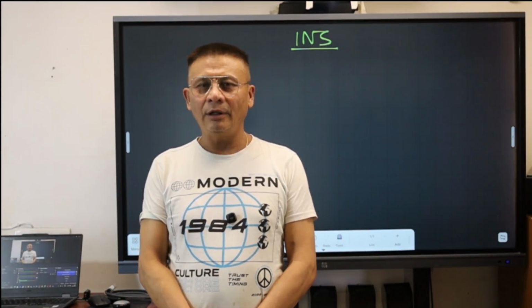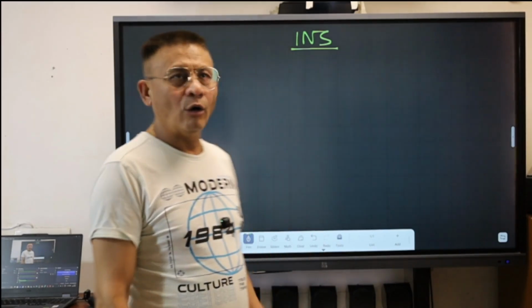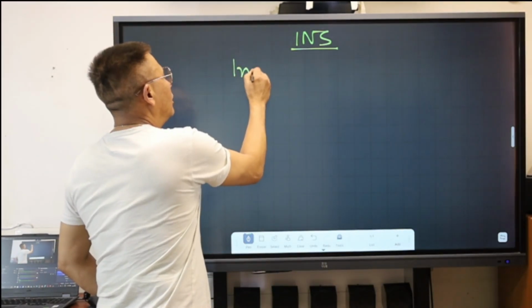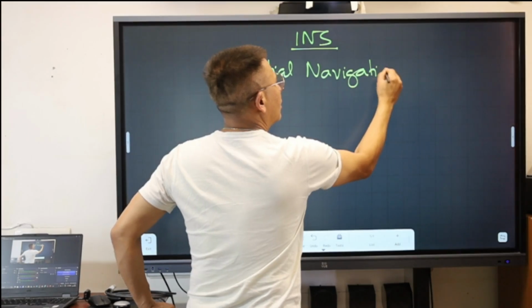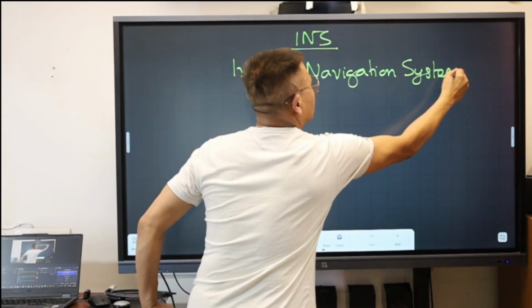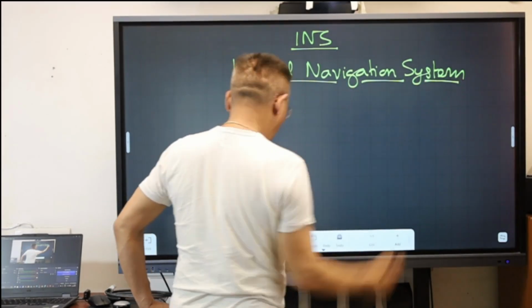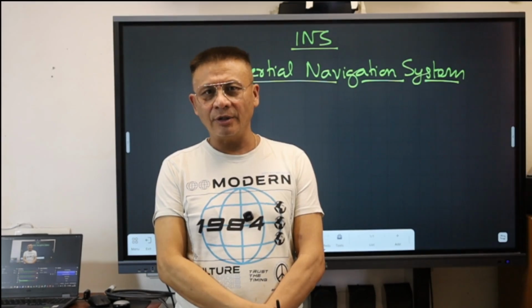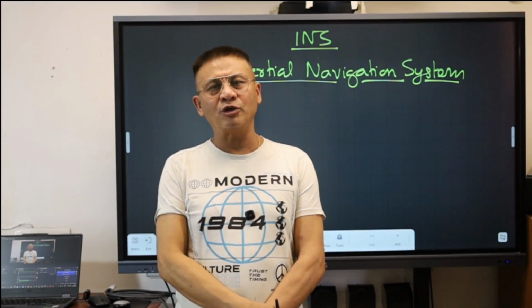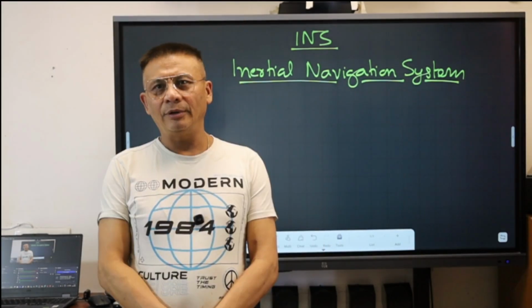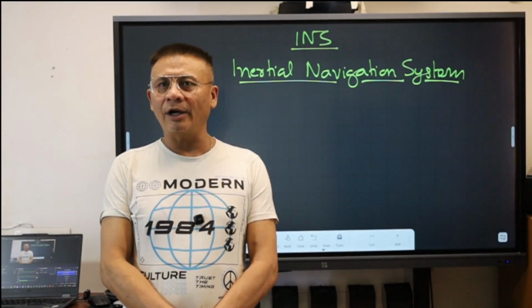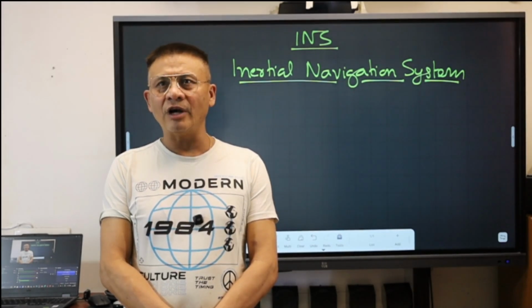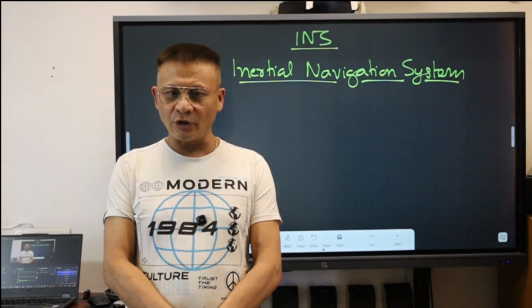Today, I'll be talking about an instrument which is there inside the aircraft, which we call an inertial navigation system, or in short, INS. It is an instrument which measures the velocity and the position of the aircraft at any given instant. The beauty of this system is that it can find out the position and the velocity of the aircraft without any external input. It is a self-sufficient system which finds out the position of the aircraft.